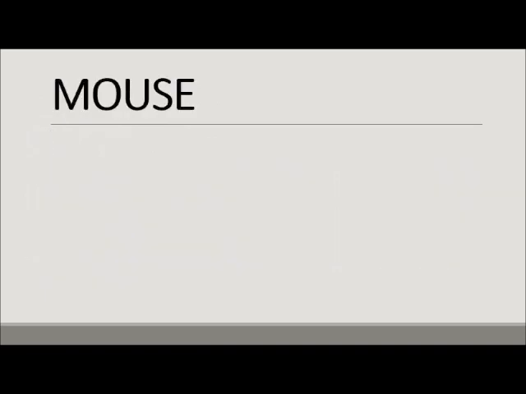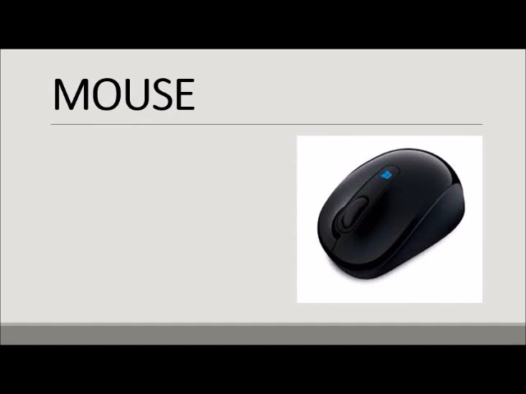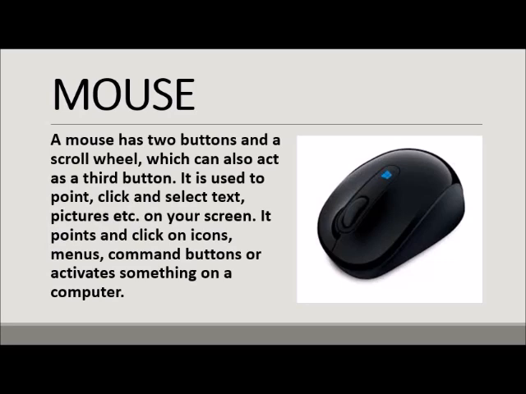The mouse. Displayed on your screen is an example of an external wireless mouse. A mouse has two buttons and a scroll wheel, which can also act as a third button. It is used to point, click, and select text, pictures, and so on, on your screen. It points and clicks on icons, menus, command buttons, or activates something on a computer.